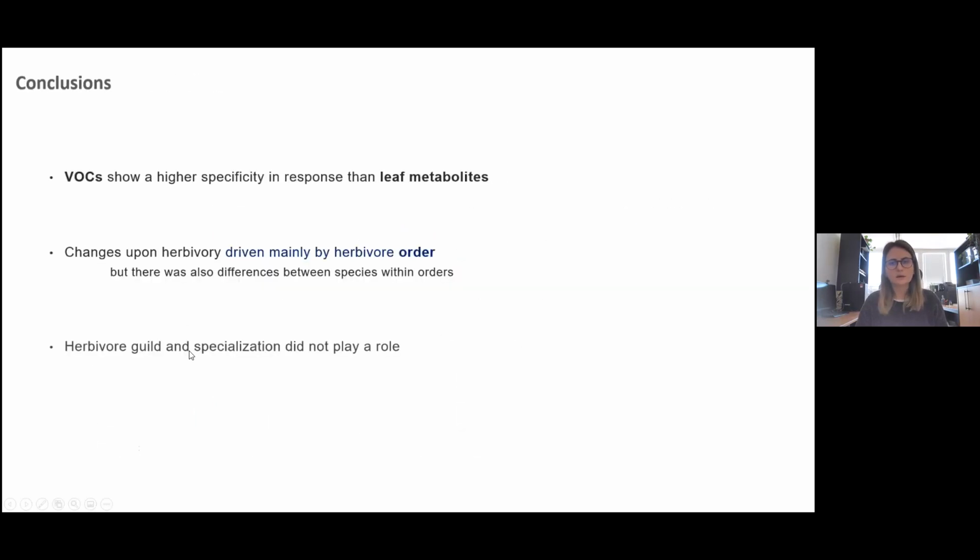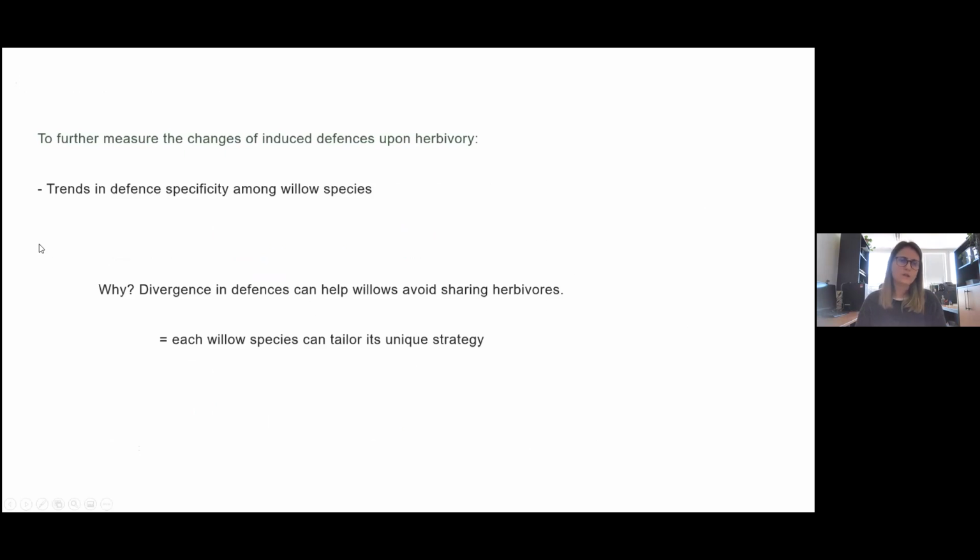You might remember that I mentioned that we also performed tannin quantification, but I am not showing these results because they were not significant either. So moving forward to further measure these changes of induced defenses upon herbivory, we need to compare the strengths among willow species, because this divergence in defenses can help willows avoid sharing herbivores, and in this way, the willow species that can tailor its unique strategy will probably show more efficiency in their defenses.